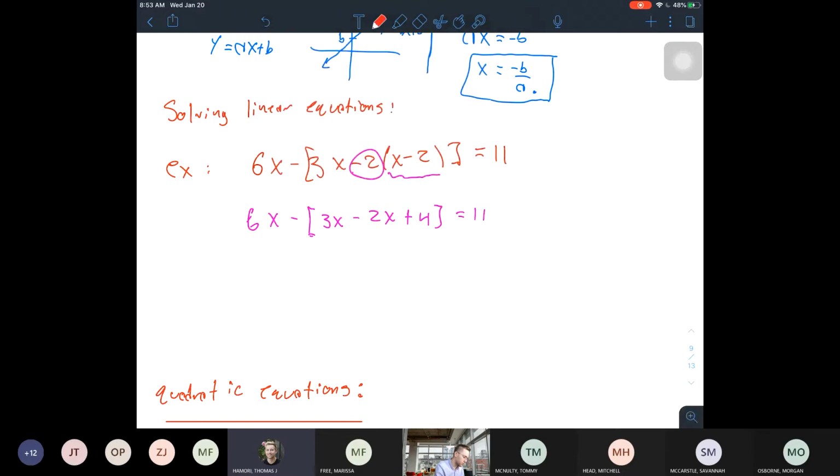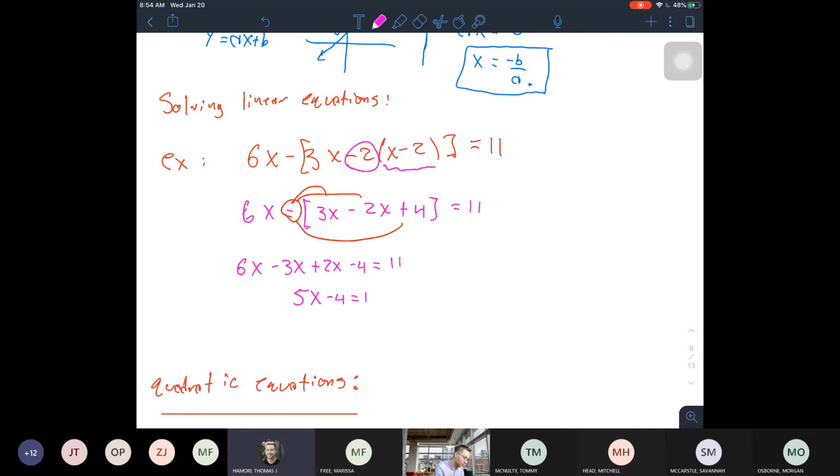And now what we want to do is distribute this minus sign onto each of our terms. And what do we get? We get 6x minus 3x plus 2x, since minus a negative is a plus, and then minus 4. And that's all equal to 11. And now we can combine like terms on the left-hand side. We would then have 6x minus 3x plus 2x, that's going to be 5x, minus 4 equals 11.